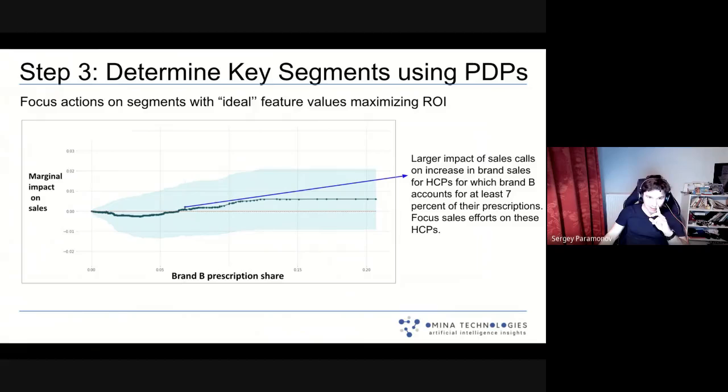For example, we see that there are a number of segments where the share of the product is below 6%. You see it right here. And we see that in this area, there is a negative impact on the sales.